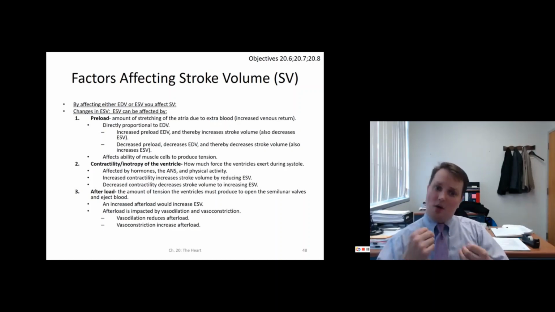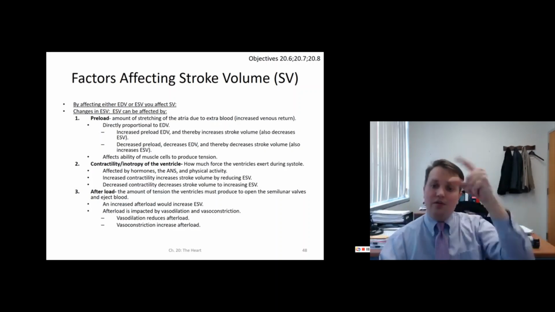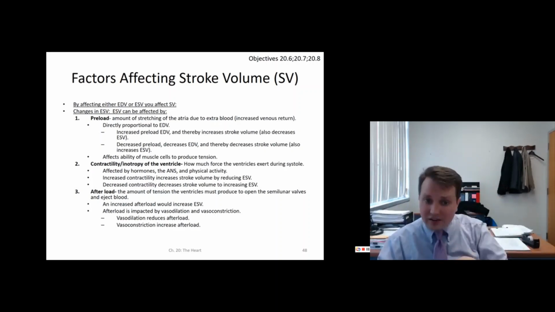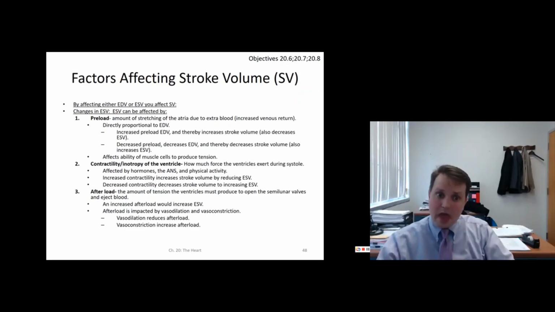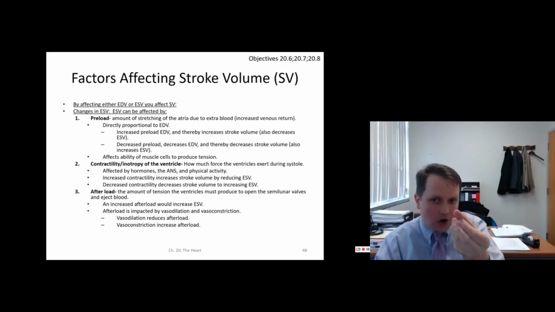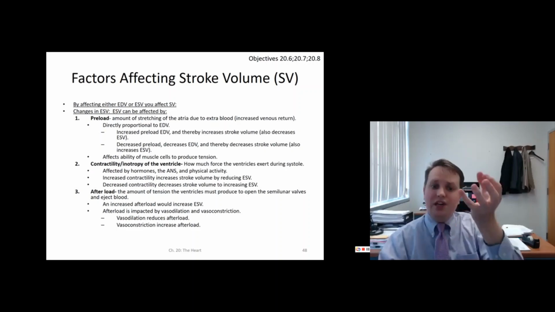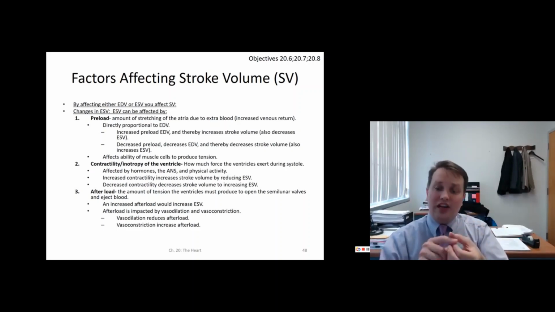Now, what happens here is if our contractility goes up, if the heart squeezes harder, then we've reduced the ESV, because if I squeeze harder, there's less leftover. If I don't squeeze as hard, there's more leftovers. So a decreased contractility increases the ESV. Heart doesn't work as hard. Like with the calcium channel blocker, it decreases contractility.